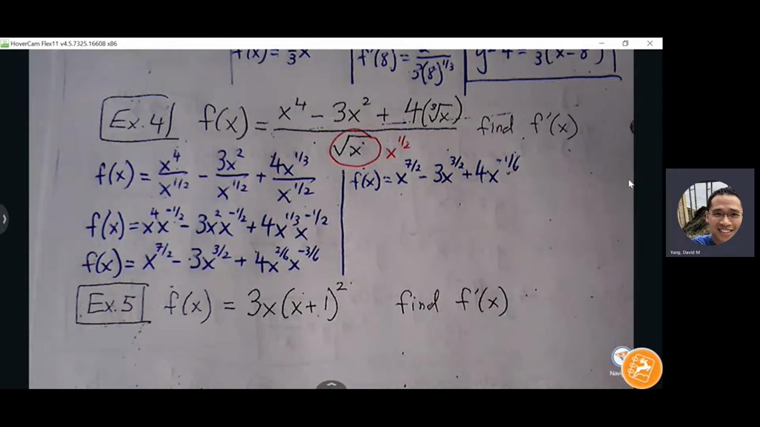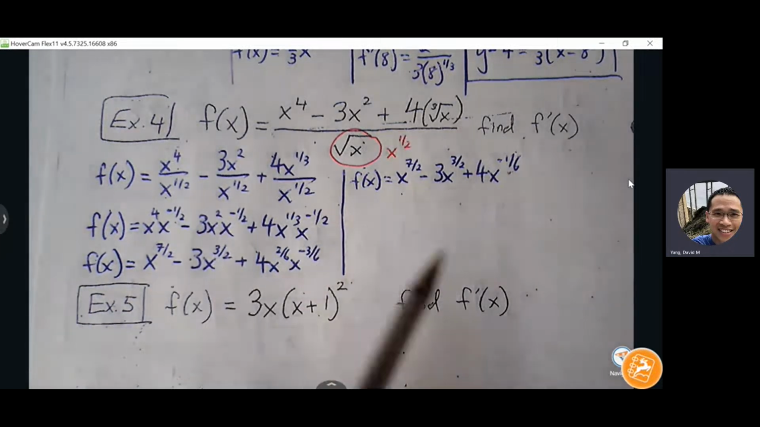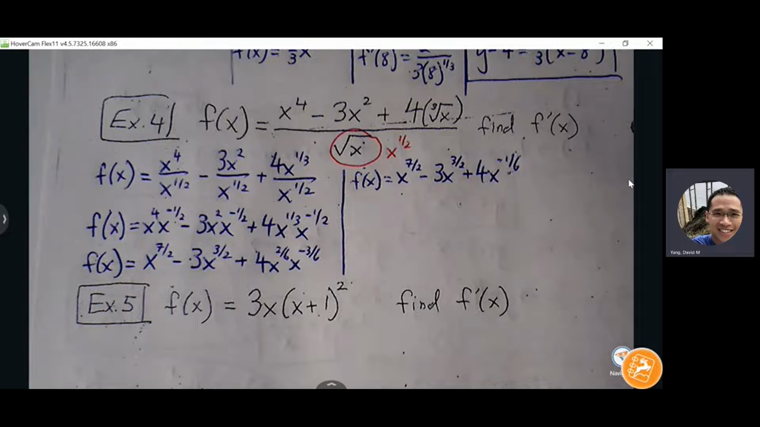X to the 7/2 minus 3x to the 3/2. And then after I cleaned up that, the last one is more difficult because I gotta find common denominators that's different from either of those denominators. So 2/6 minus 3/6 becomes -1/6. Now I can do my calculus. So everything up to this point is just algebraically trying to get to the point where I can hand it over to power rule.